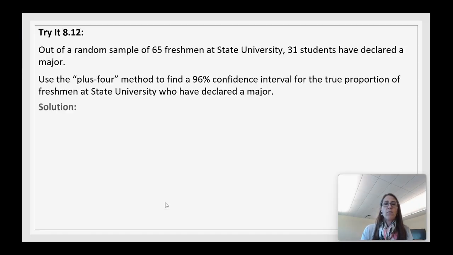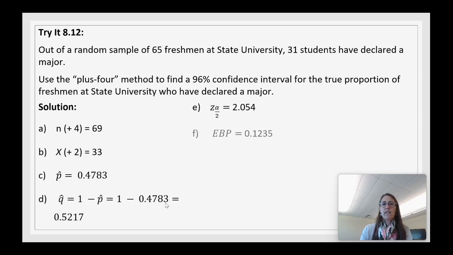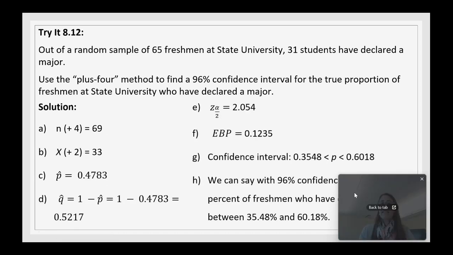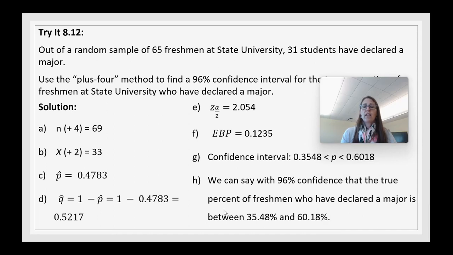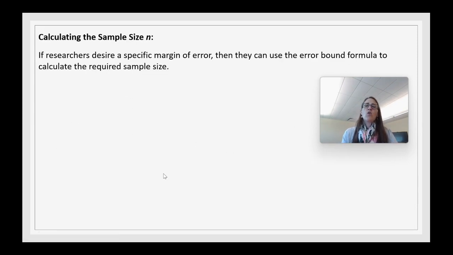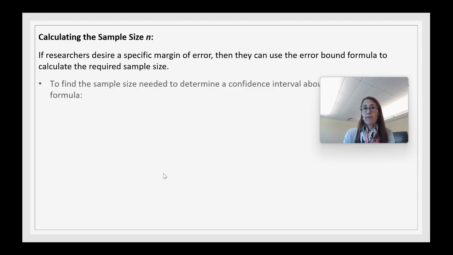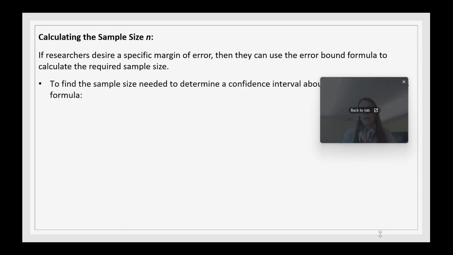Using the plus 4 method, we find we are 96% confident that the true percent of freshmen who have declared a major at State University is between 35.48% and 60.18%. Seems like a big interval. So if we need to calculate the sample size for a specific margin of error, we can use the error-bound formula again to calculate that required sample size. And again, it's the minimum required sample size.